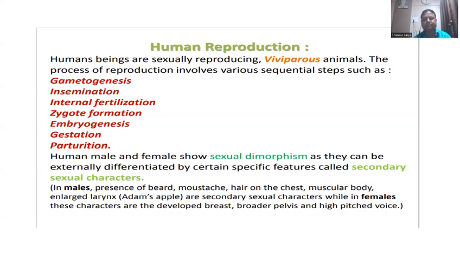While in female, secondary sexual characters are developed mammary glands, breasts, broader pelvis, high-pitched voice, which is melodious. So this is about the secondary sexual characters, which are governed by two hormones. In case of male, there is testosterone, and in female, the hormones estrogen and progesterone.